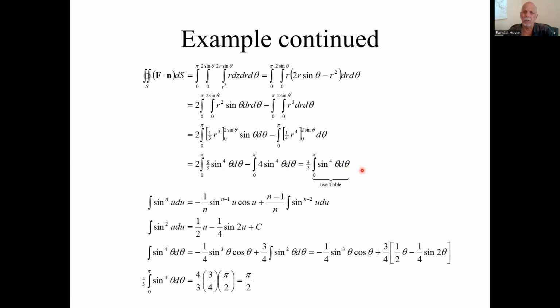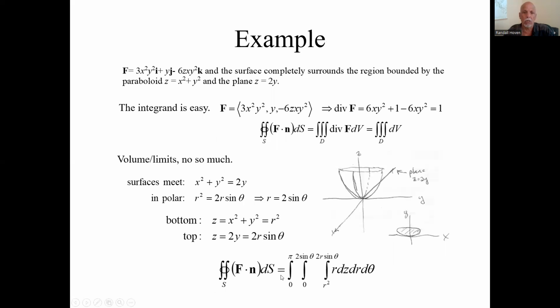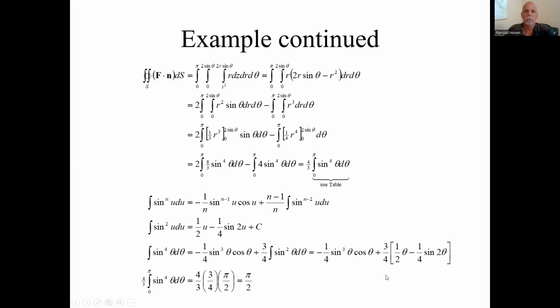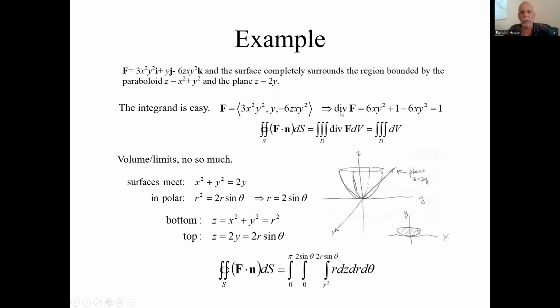At this point, I had to use a table. It's a little tedious, but anyway, we finally got an answer. The important part of that problem, or the part I gave the most credit to, was seeing this. This is the setup. And that's the moral of the story. Usually the easy part is taking the divergence. The hard part is figuring out the triple integral and then actually evaluating it, doing some of that three-dimensional thinking.